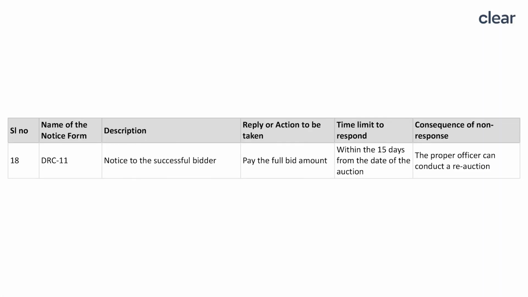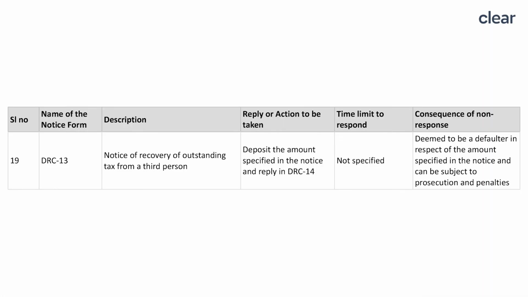DRC 11 notice is issued to a successful bidder to pay the full bid amount within 15 days from the date of auction. The non-response from successful bidder will lead to re-auction of the goods. Moving on to DRC 13, it is a notice issued for recovery of outstanding tax from a third person. The third person must deposit the amount specified in the notice and reply in DRC 14. There is no time limit specified here.